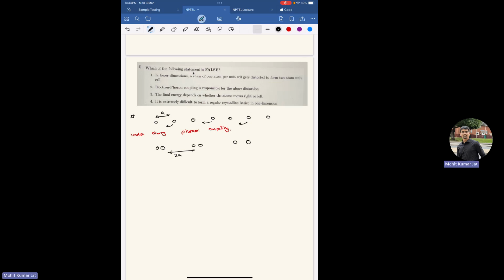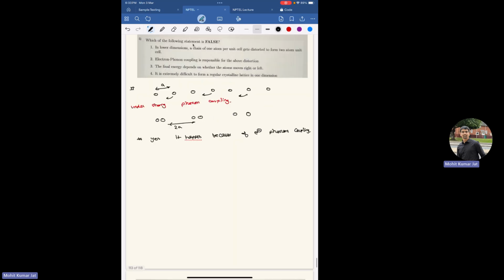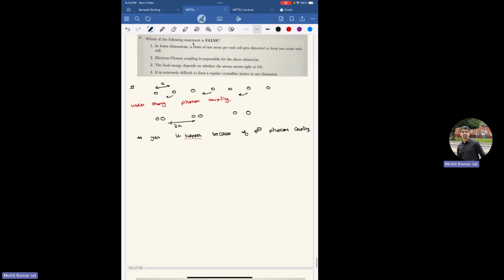So yes, it can happen in one dimension. Electron-phonon coupling is responsible for the Peierls distortion. Yes, it happens because of electron-phonon coupling. This is absolutely right. The next statement says the final energy depends on whether the atoms move right or left. Let's draw the figure, and then you will be able to tell me whether it will depend or not.